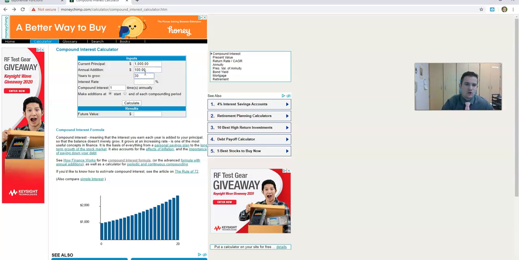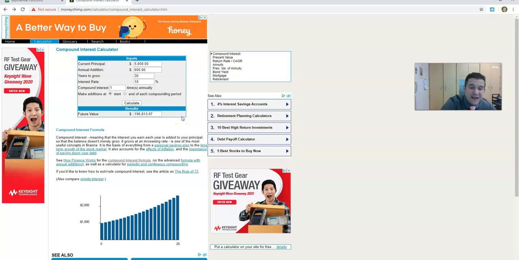And I want to let it grow for 30 years with a 10% interest rate. I'm just going to throw in numbers in here. So the amount of money that I'll have at the end of those 30 years is $35,543. Not too shabby. So what if I start with $5,000 and I invest an extra $600 every year for 30 years at a 10% interest rate?